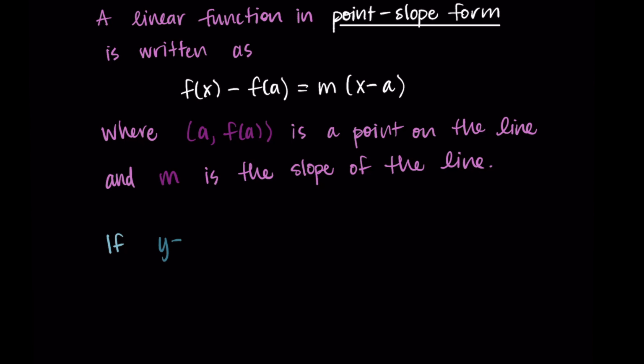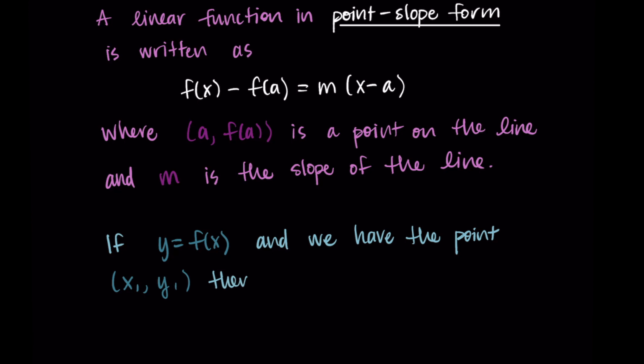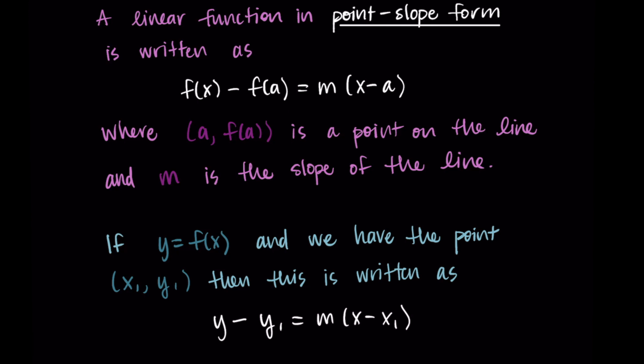I more often write this using y for the output. So if y is equal to f(x), meaning y is the output, and we have the point (x1, y1), just some point on the line, then we would write this as y minus y1 equals m times (x minus x1).